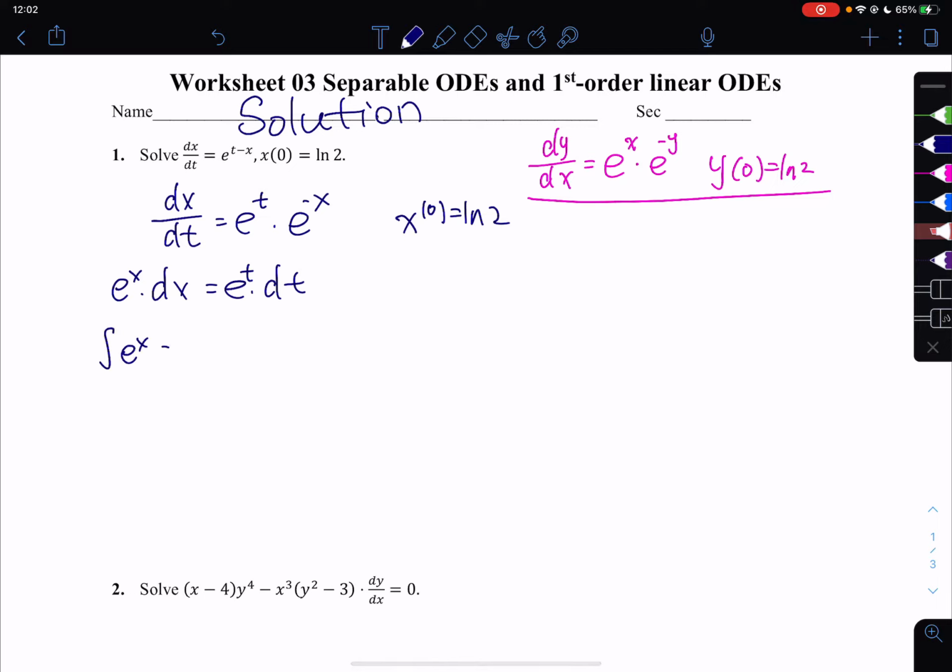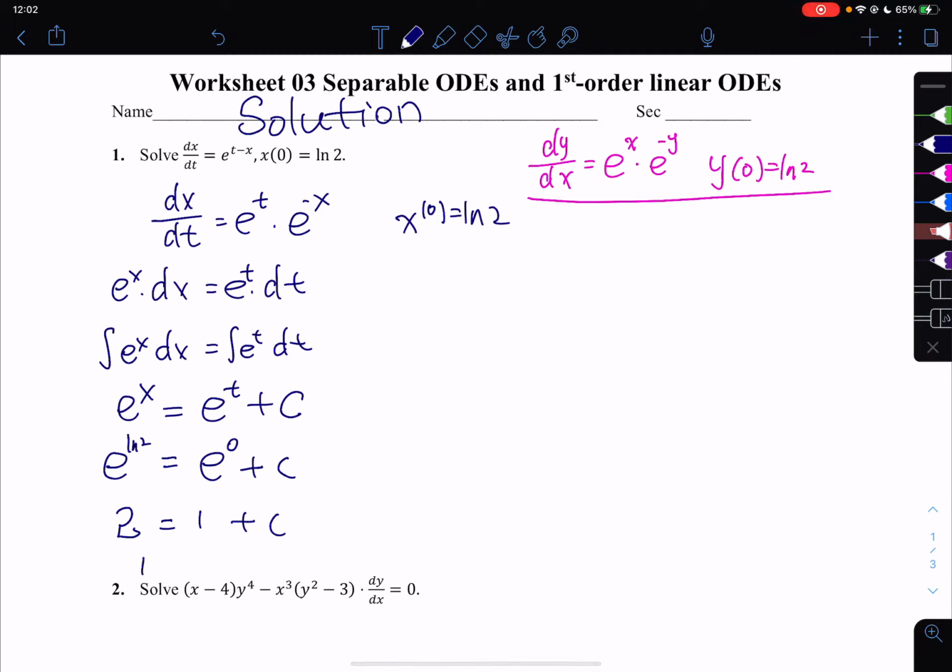So integrate e to the x dx and then e to the t dt. So we end up with e to the x is e to the t plus c. Well, the problem says when the t value is 0, the x value is ln 2, so I have 2 equals 1 plus c, so I end up with 1 equals c. My final answer could have been e to the x equals e to the t plus 1, but you may also say I prefer to write my solution in explicit form, so you end up with ln of e to the t plus 1.